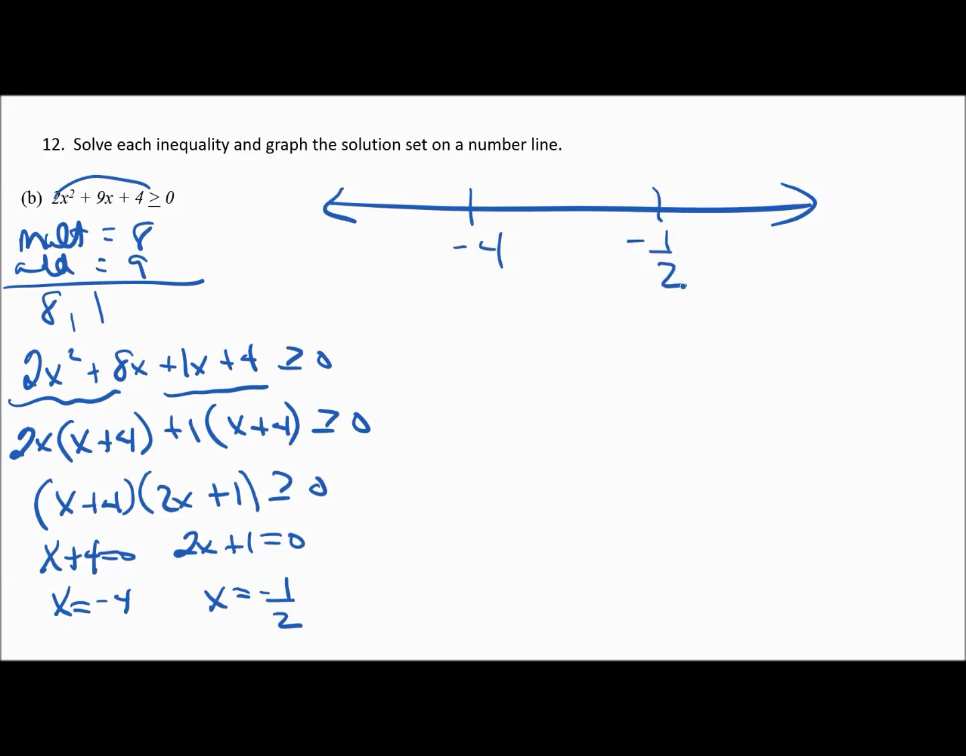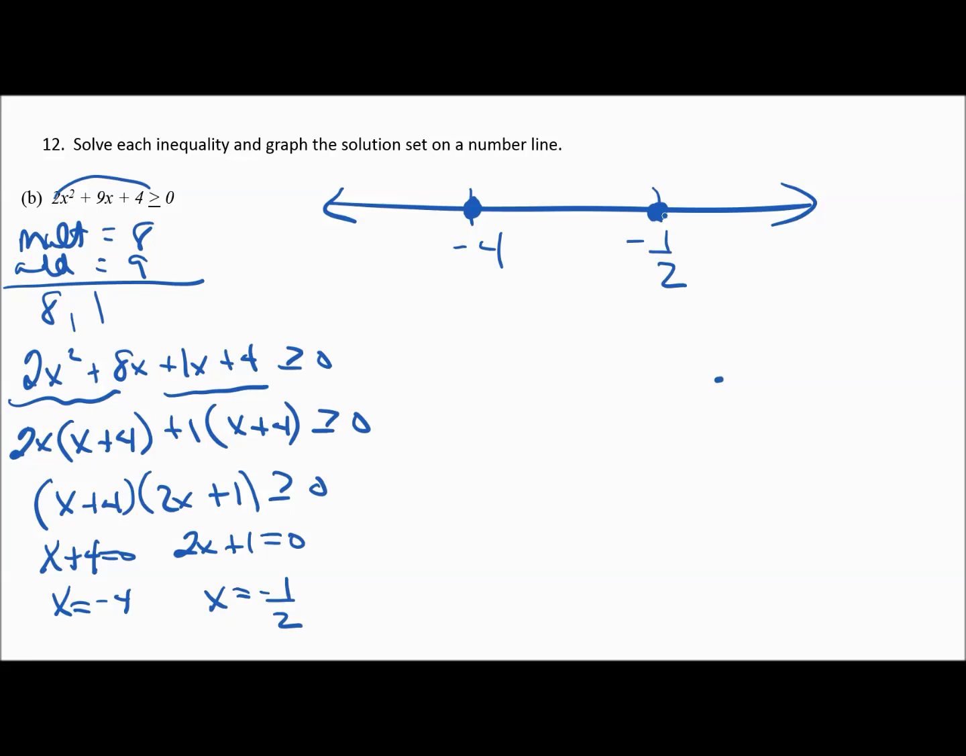Okay, now what's happening at those places? Well, that is where it's equal to 0. Is equal to 0 okay in this problem? Well, it is, because it has a less than or equal to. So I'm going to fill those in. Not an open circle, but filled in. Okay? Which means we'll have a bracket there later.